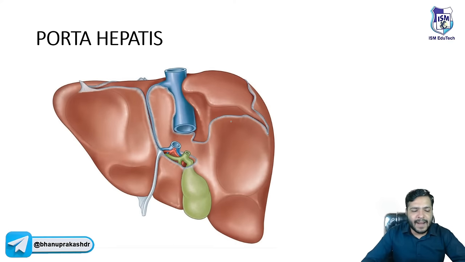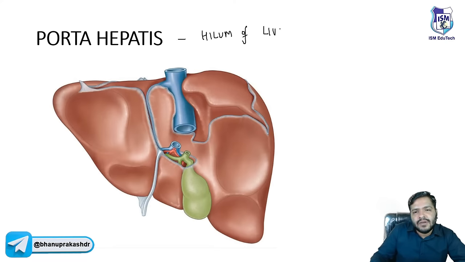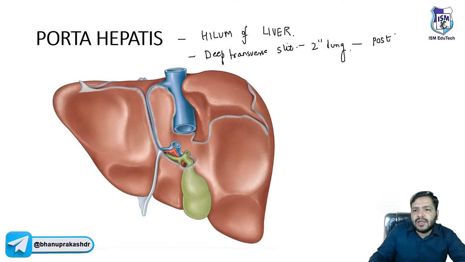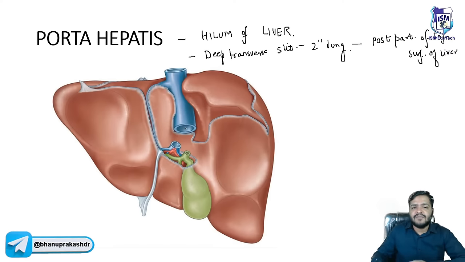Now coming on to the porta hepatis, beta. The porta hepatis is present in the hilum of the liver, like we studied the hilum of the spleen. Remember, it is a deep transverse slit. It is 2 inches long and situated in the posterior part of the inferior surface of the liver, at the back and on the lower side.